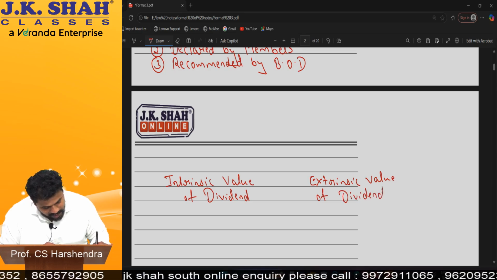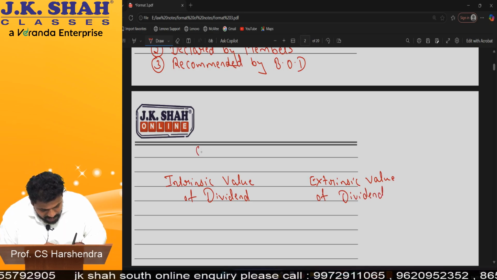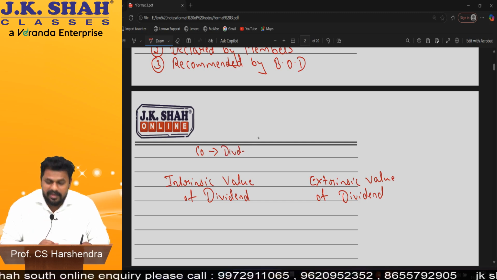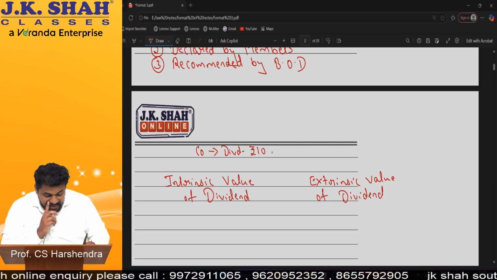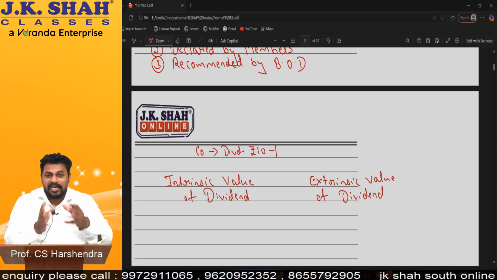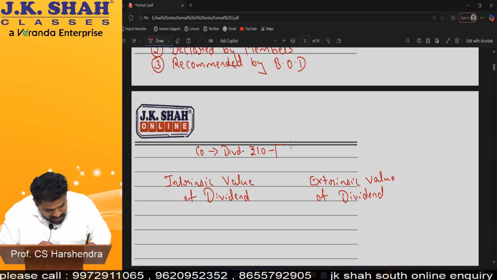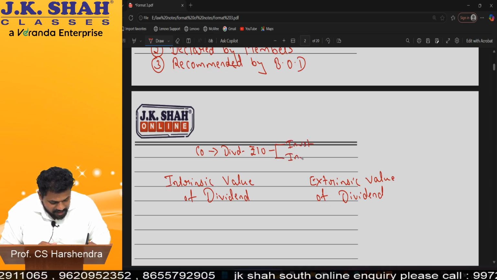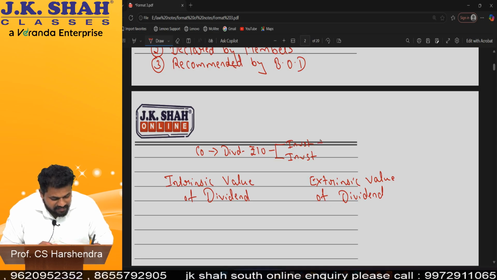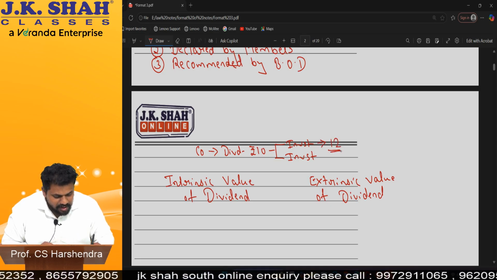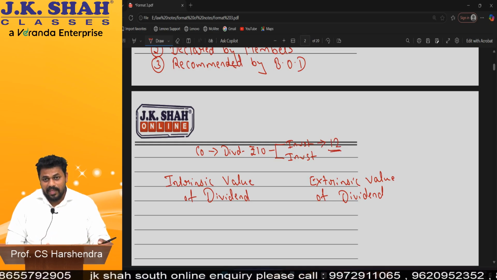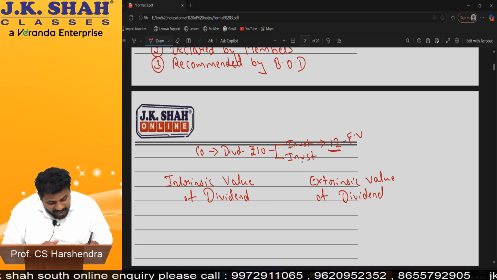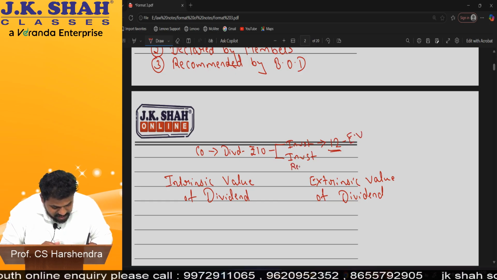Now see, an example. The company declares dividend. Board of directors recommend a dividend of ₹10. If the dividend is declared, members will get this money, and if they invest outside, after a year this 10 rupees will become 12 rupees. How much, beta? 12 rupees. That is called the extrinsic value of dividend.